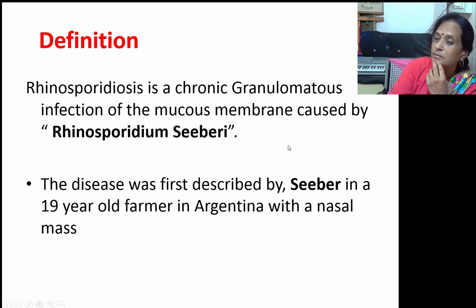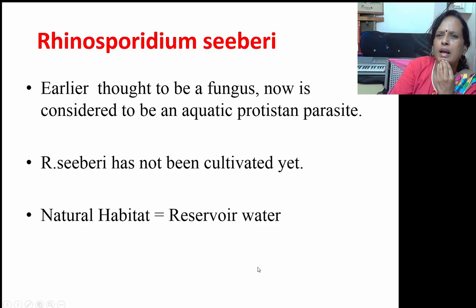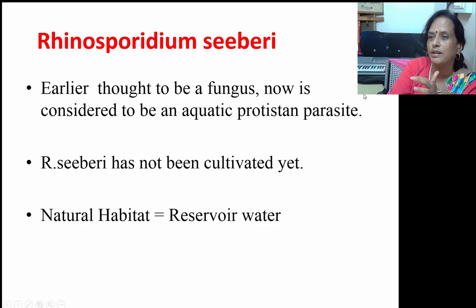So why this name? The disease was first described by Seeber in a 19-year-old farmer in Argentina. He had presented with a nasal mass. It's an inflammatory nasal mass. So this Rhinosporidium seeberi, I told you the terminology spore means a fungus. So now, see, earlier this was thought to be a fungus. Now it is considered to be an aquatic protistan parasite, aquatic parasite.